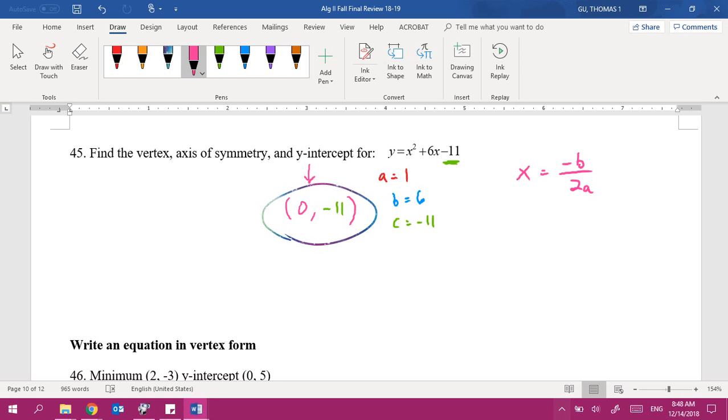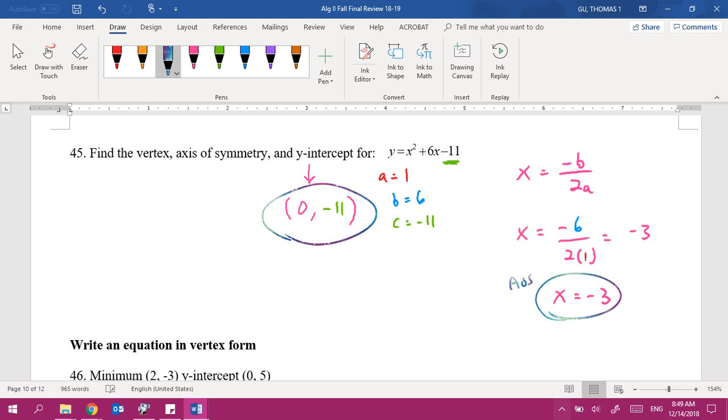X equals negative b over 2a, so I'm going to substitute those numbers. X equals negative, what's b? 6 over 2 times 1. And so this would simplify out to what? So your axis of symmetry is x equals negative 3. So that's the axis of symmetry.